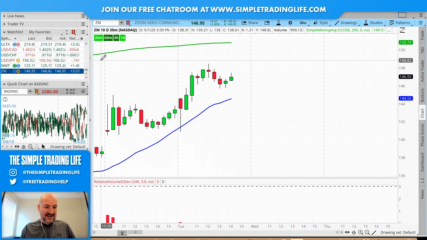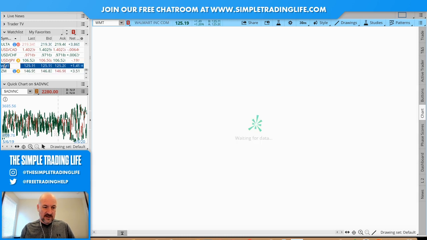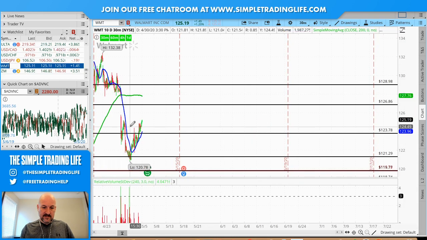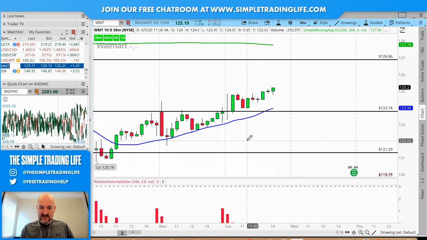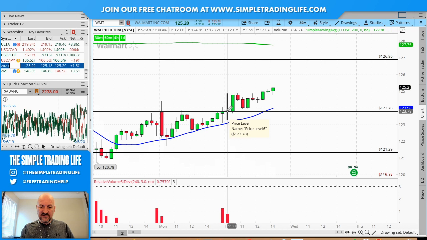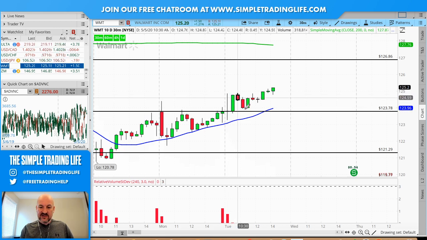All right, so that is Zoom. Let's look at Walmart. Okay, so here's Walmart on the day. Open sort of flat, just like the market. Went the other way, pushed up, came back, then had a nice strong move up, sold back, and then has been moving up since then.